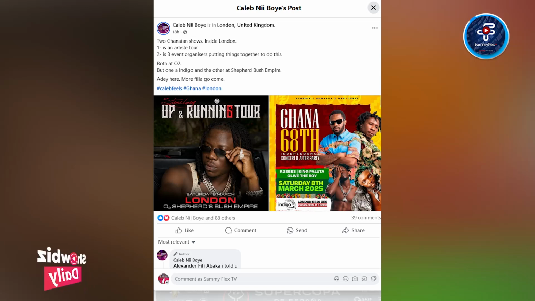What we know is that Stonebwoy posted his flyer first for the Up and Running tour in London, which was supposed to happen at the O2 Shepherd's Bush Empire on 8th March. Then later, we also saw one from three promoters putting their energies together: Alodia Promotions, Aquaba UK, and West Coast. And they are also playing Independence in London on 8th March.